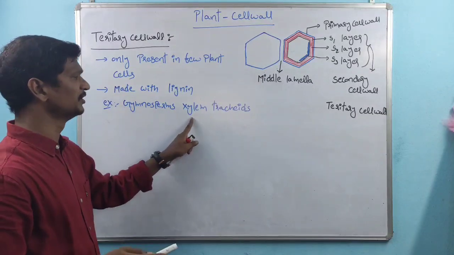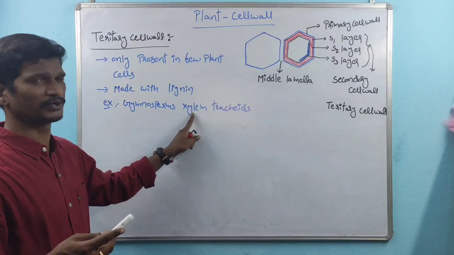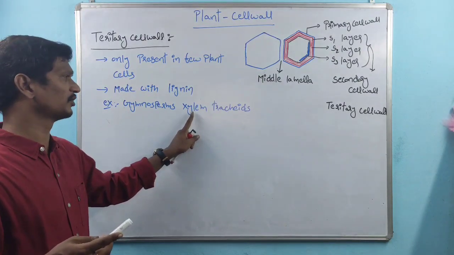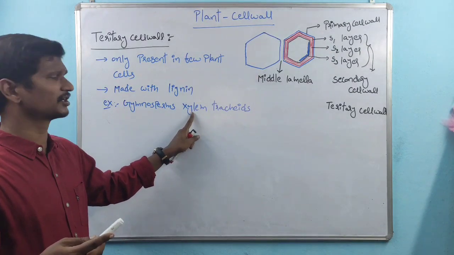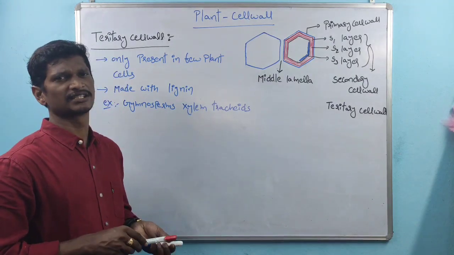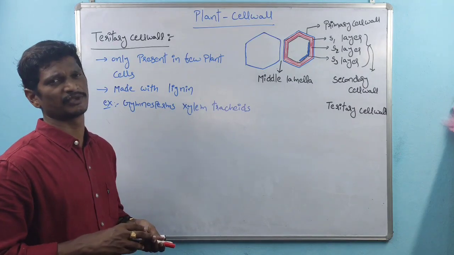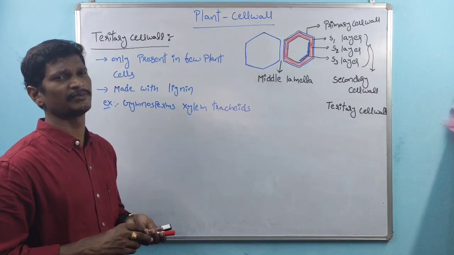We know about xylem. Plants contain xylem and phloem. Xylem is responsible for the transportation of water. Phloem is responsible for the transportation of food material. And remember, the meristematic cells only contain the primary cell wall.